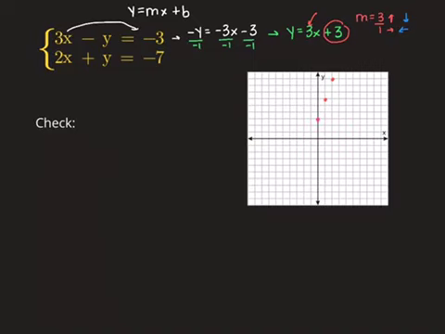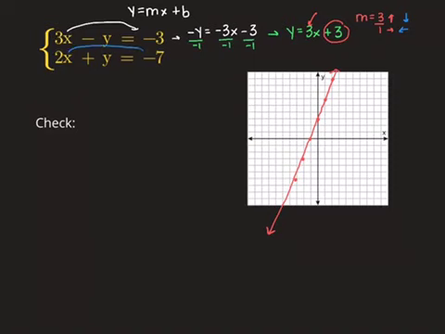So starting at my y-intercept, if I go down 1, 2, 3 and to the left 1, there's another point on my line. I can do that again and again, down 3 and to the left 1, and you can see all of those points lie on the same line, so I know they're correct and I can go ahead and connect those. So let's go ahead and solve our next equation for y.